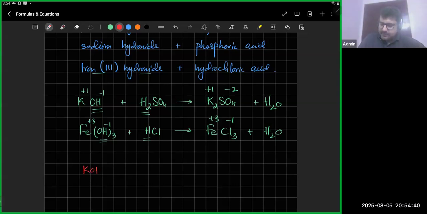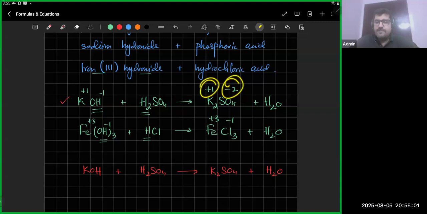So the first equation was what? KOH plus H2SO4. And on the other side, you had K2SO4 plus H2. Okay, this is the equation. I've just written down the equation. I mean, remember, equations you don't show the working. You don't show the charges. Although the charges are there, you don't write the charge in the formula. But this is FeCl3. Although Fe is +3, Cl is -1, you don't write the charges. Okay. So now you have to balance this equation.